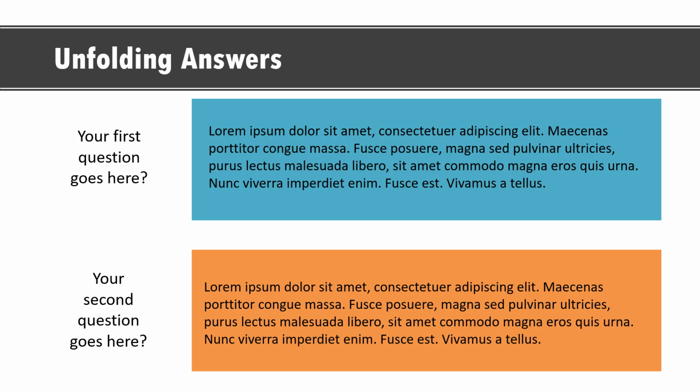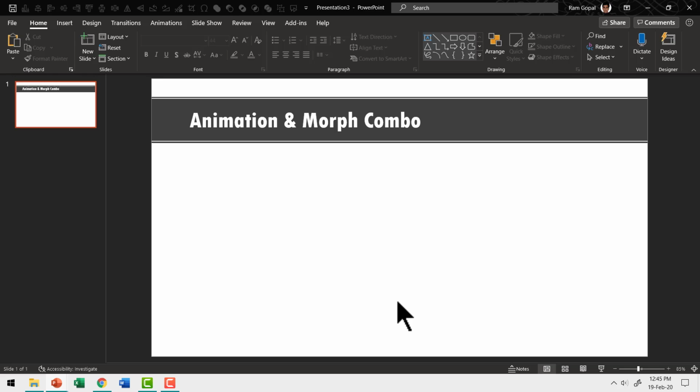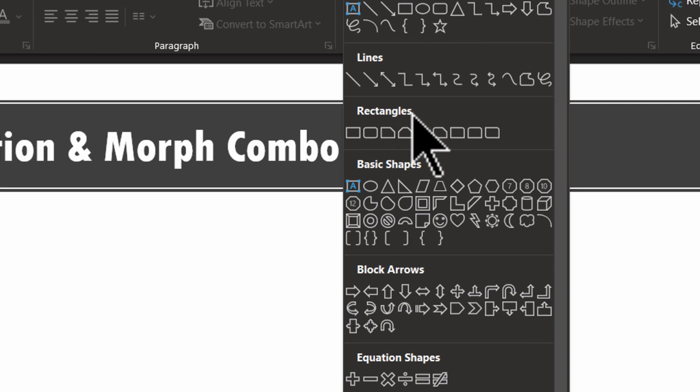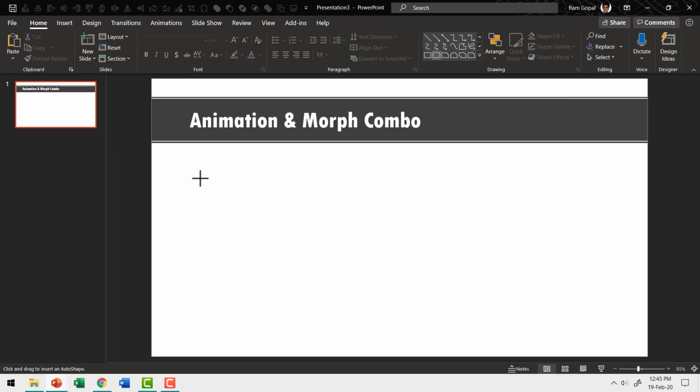You can of course extend the idea to combine animation and Morph Transition the way you want. Here we have a new presentation. First, we start with the circle. Now, there is a difference between the circle that you see normally as part of basic shapes and the circle that I'm going to create. I'm going to use one of the rectangles shape, and this is the second item called rectangle rounded corners. There is a reason why I'm going to use this to create my circle.